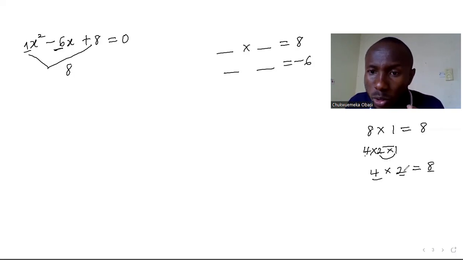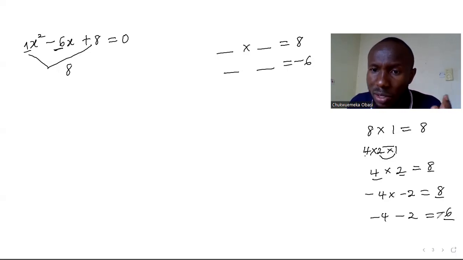Now, 4 plus 2 will give me positive 6, and I need a negative 6. What you do, just change the sign. That's what you do. Minus 4 times minus 2 will give me 8, and minus 4 minus 2 will give me minus 6. You see, when I multiply them, I got 8, and when I add them, I got negative 6. So the two numbers I'm looking for are minus 4 and minus 2.